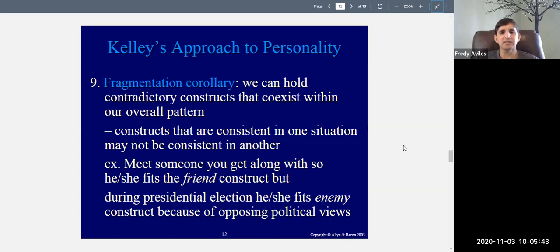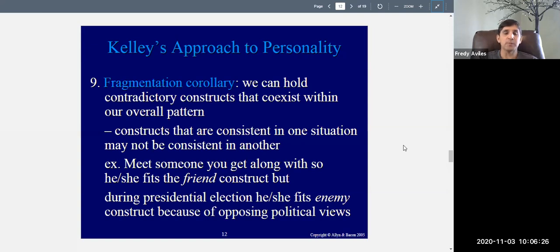Here's an example. Maybe you meet someone that you get along with, so he or she fits the friend construct. You meet someone, you get along with them, and you become friends. You consider them your friend. Okay? But during the presidential election, you find out that he or she basically supports the opposing political party, a party that you don't like. So now, during the presidential election, he or she fits the enemy construct, right? That's the fragmentation corollary, where you can hold predictions, beliefs, or views that are inconsistent.